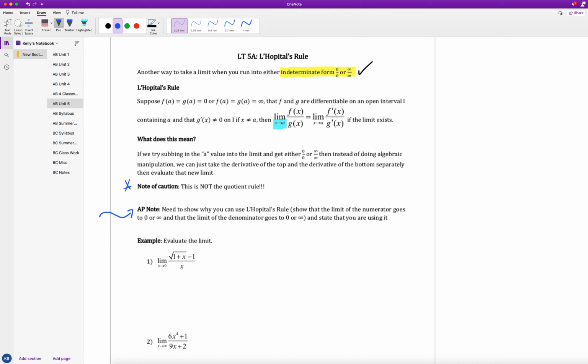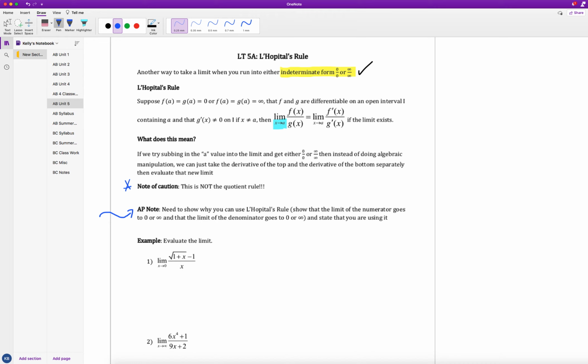So to use L'Hopital's Rule on an AP free response, or to use it on any learning check or final in my class, you must show that the limit of the numerator goes to 0 or infinity, and that the limit of the denominator also goes to 0 or infinity separately. So you have to first compute those two separate limits and state that we are using L'Hopital's Rule. So let's look at our first example.